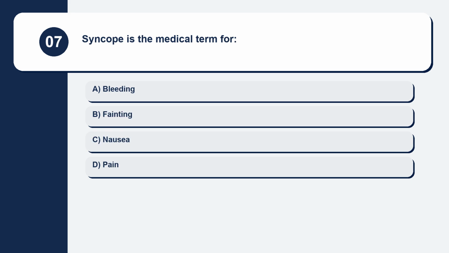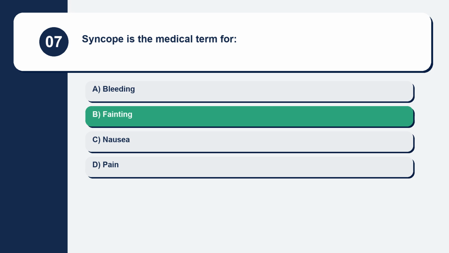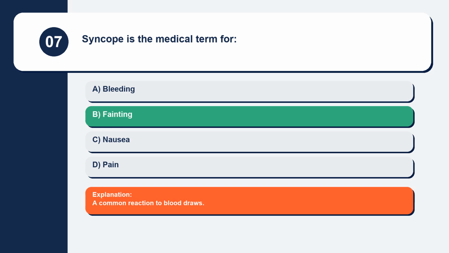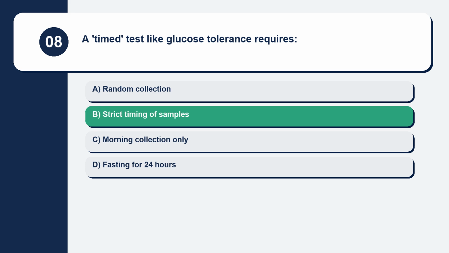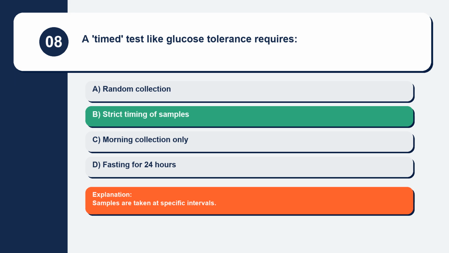Question 7. Syncope is the medical term for: bleeding, fainting, nausea, pain. A common reaction to blood draws. Question 8. A timed test like glucose tolerance requires: random collection, strict timing of samples, morning collection only, fasting for 24 hours. Samples are taken at specific intervals.